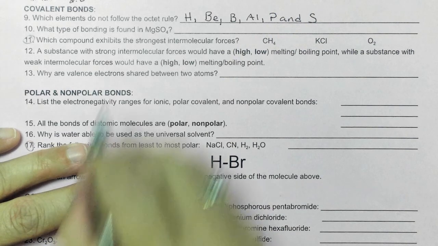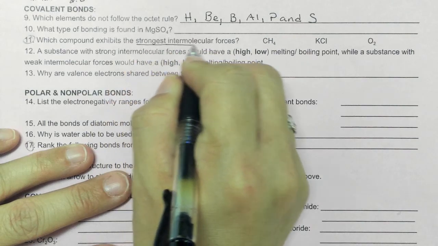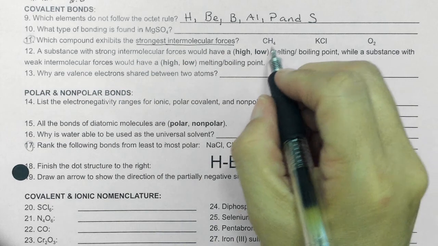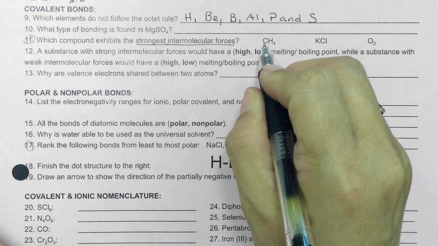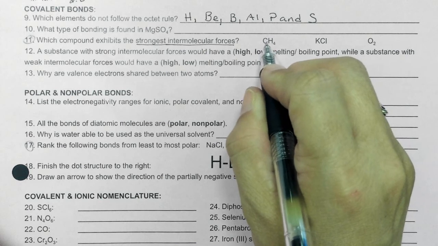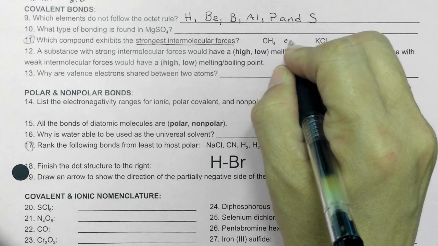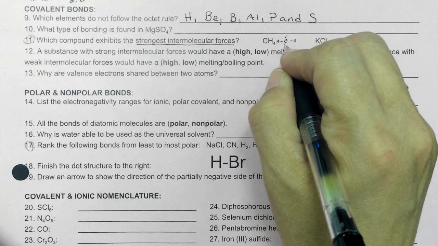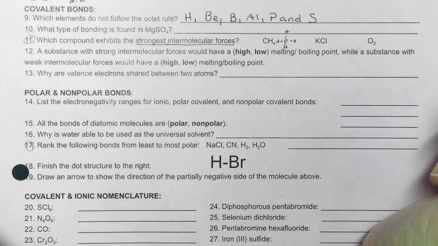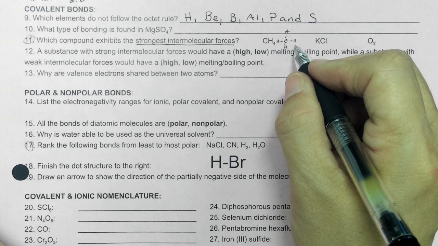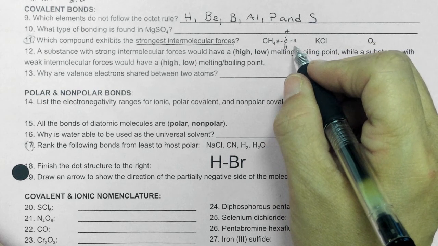Which compound exhibits the strongest intermolecular force? So we got to think of a couple of things. Here, carbon and hydrogen, when we build this molecule, is balanced, and so it is non-polar. Oh, I skipped number 10. I'll go back and do number 10 in just a second. So this one is non-polar, so it's not going to have a very strong intermolecular force.